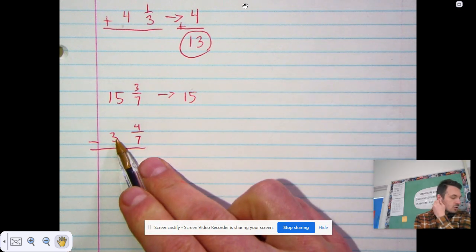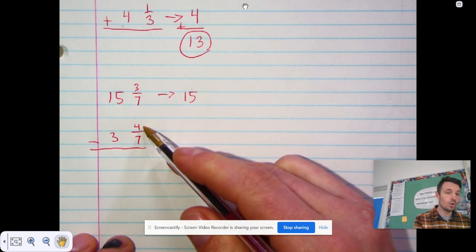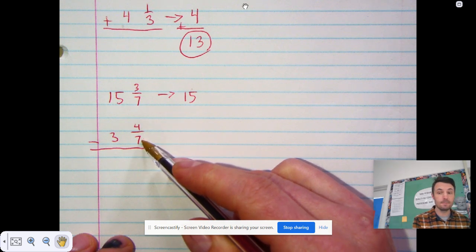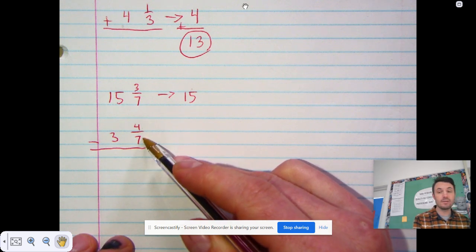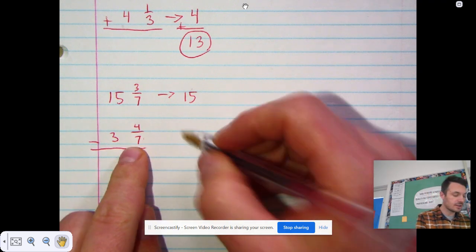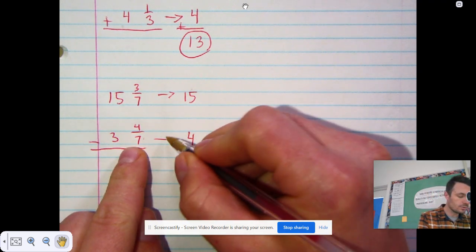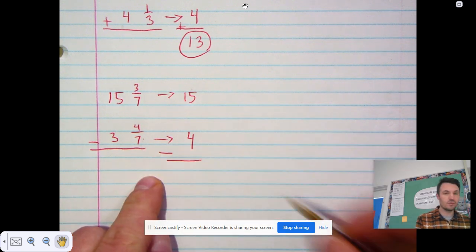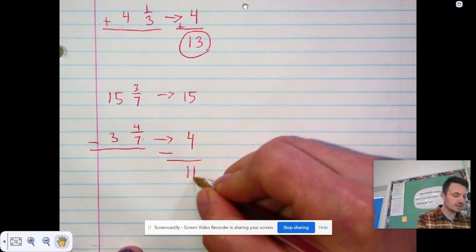And then this one is 3 4/7. Since 4 is more than half of 7, it means 4/7 is greater than a half. So we round 3 4/7 up to 4. And now we subtract. 15 minus 4 is 11.